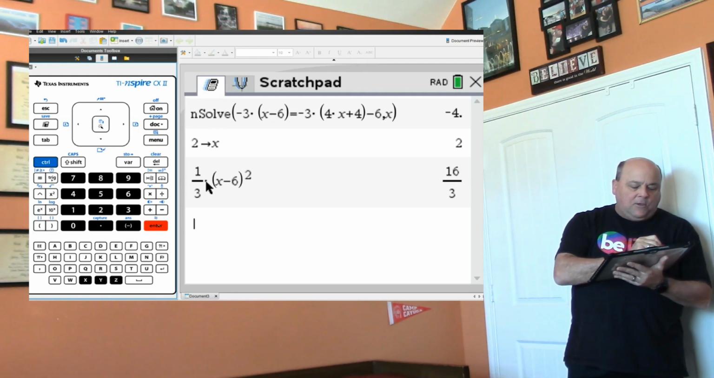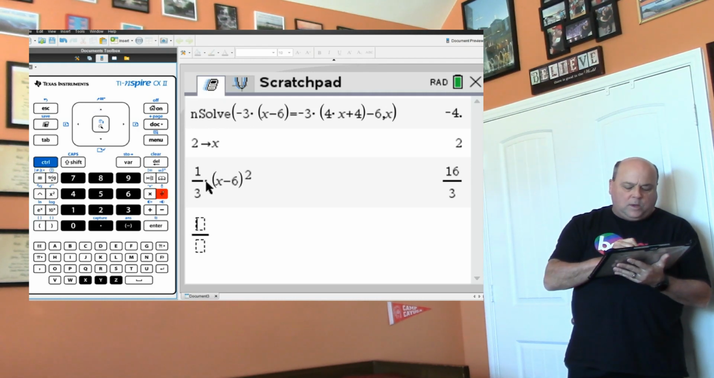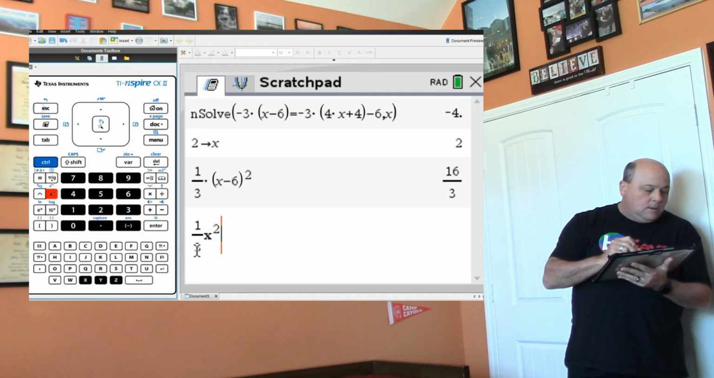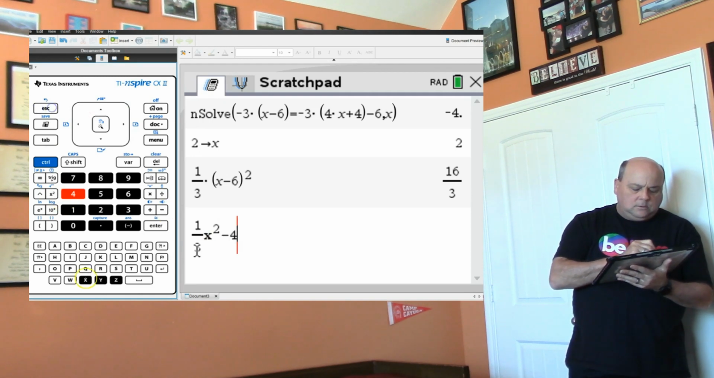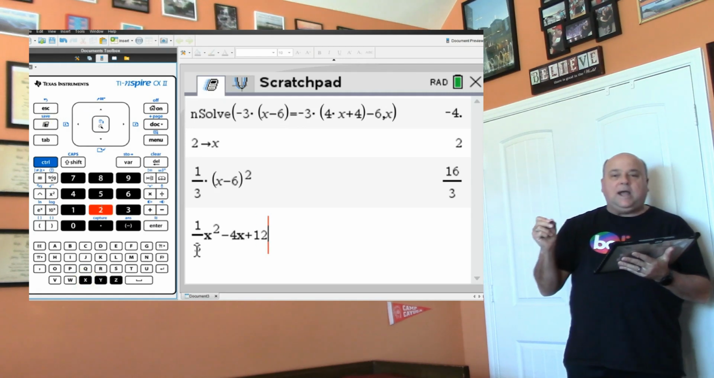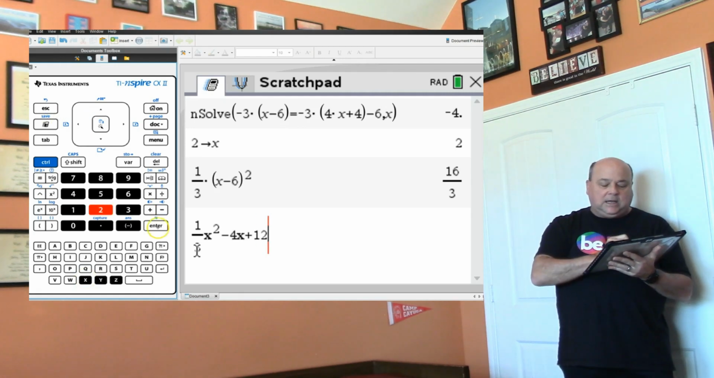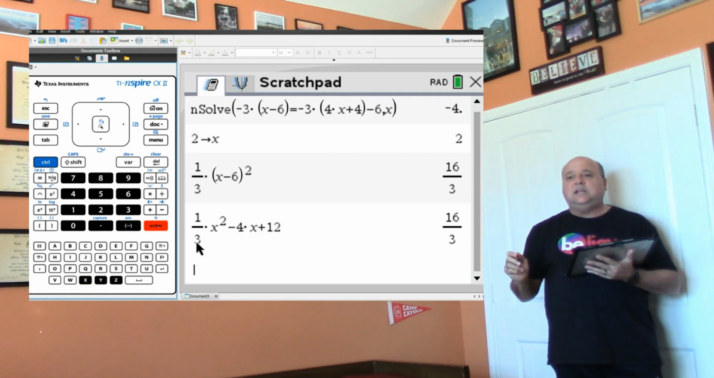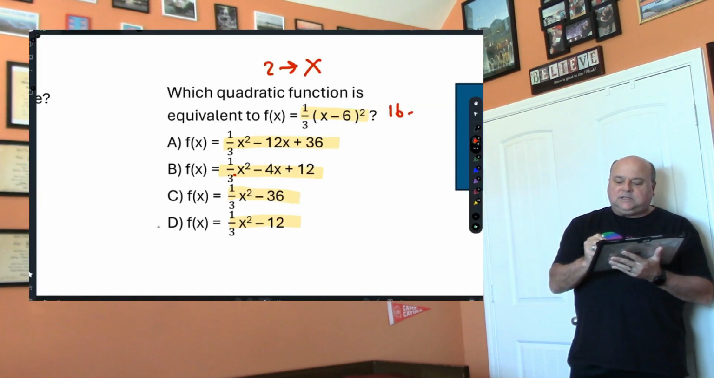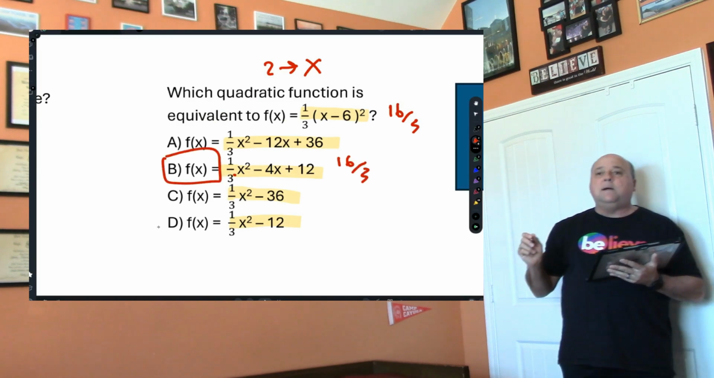Let's choose B. So I'm going to hit control divide to get the 1/3 in, 1 and 3, and then hit the right arrow button, then x squared minus 4x, and then plus 12. Okay, so I have my equation. If I hit enter, notice I get 16/3. That's the one that matches up. So this is 16/3, this is 16/3, this is going to be my answer.